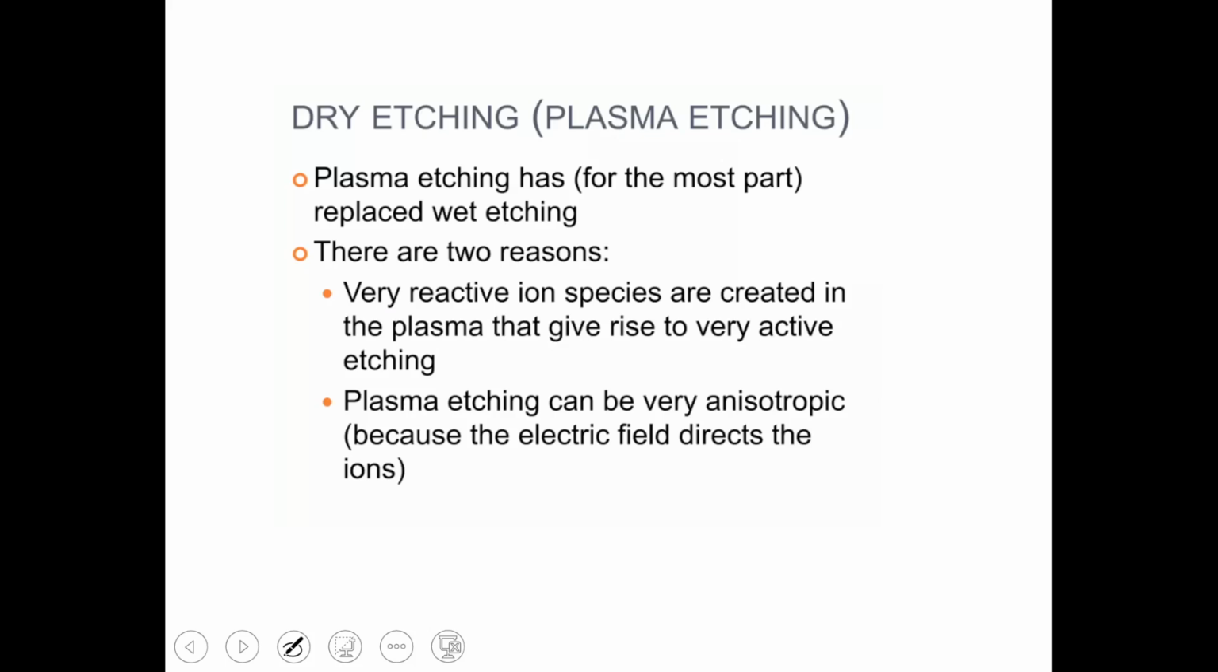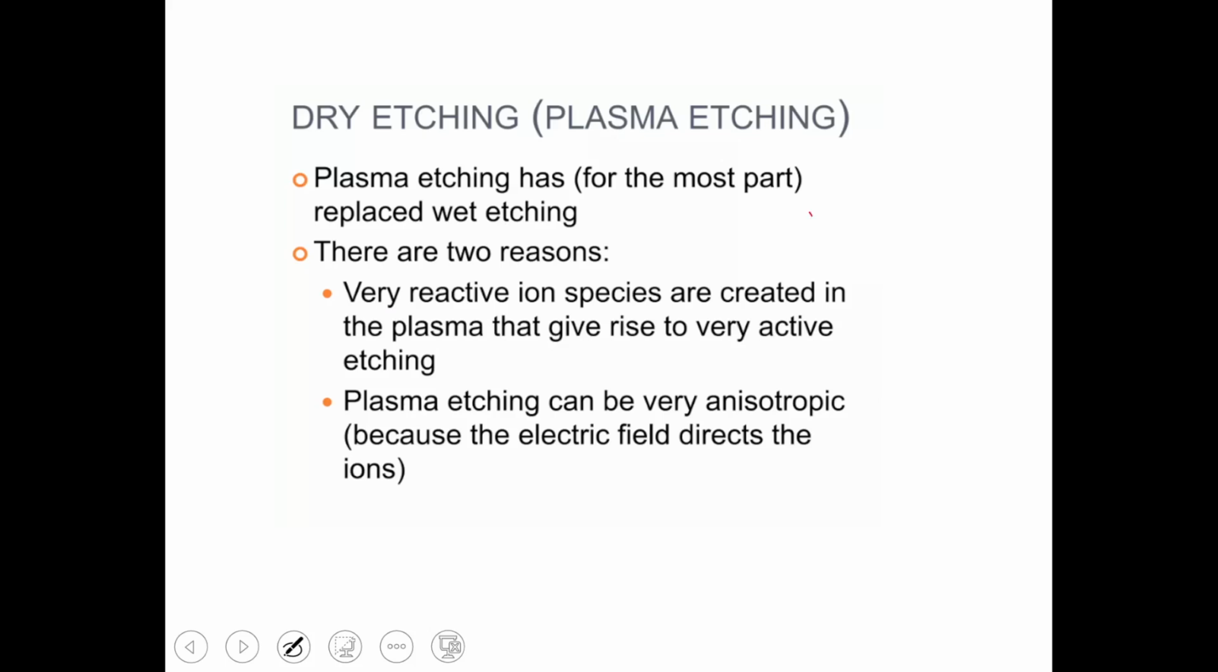Next is dry etching. Dry etching is plasma etching. Plasma etching has, for the most part, two advantages. Very reactive ion species are created in the plasma that give rise to very active etching. Plasma etching can be very anisotropic because the electric field drives the ions.